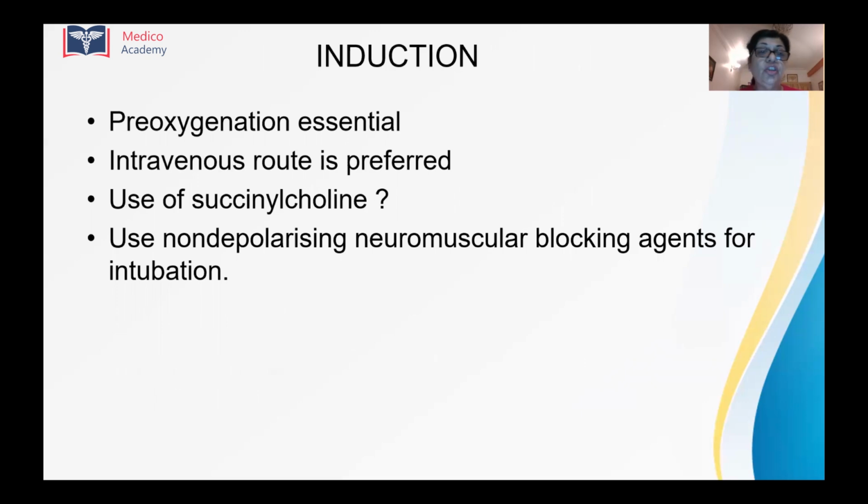Now, induction. The choice of induction technique, that is IV induction or inhalation, is guided primarily by the patient's condition and the consideration of the ease with which the trachea can be intubated. Pre-oxygenation is mandatory. The intravenous route is the one which is preferred in these cases. The use of succinylcholine in patients with muscular dystrophy has been shown to cause cardiac arrest secondary to hyperkalemia, so it should be avoided. Use non-depolarizing neuromuscular blocking agents for intubation.